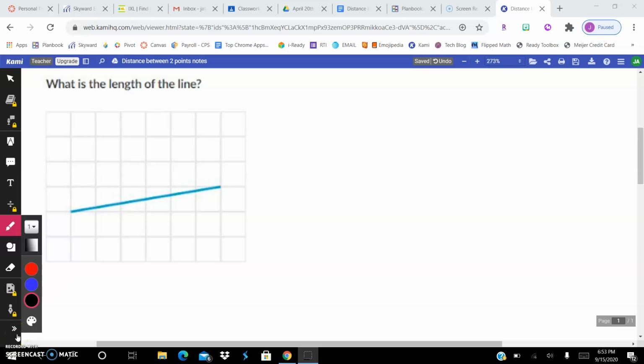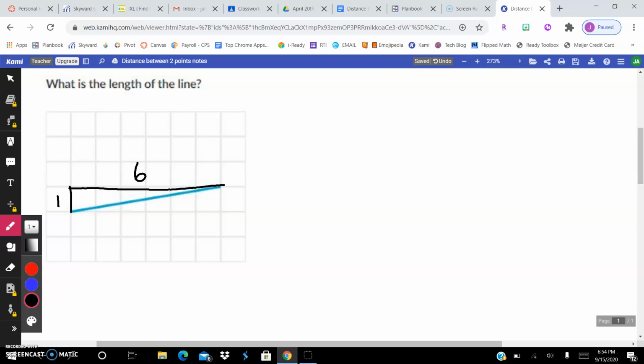We have to figure out the length of this line given here in this graph. It would be really nice if we could just simply count the squares and call it good, but unfortunately this line is on a diagonal, so we are not able to do that. What we can do is create a right triangle using the endpoints of this line, and I can tell that that side is 1 and this side is 6.